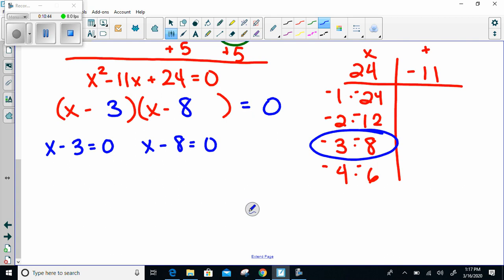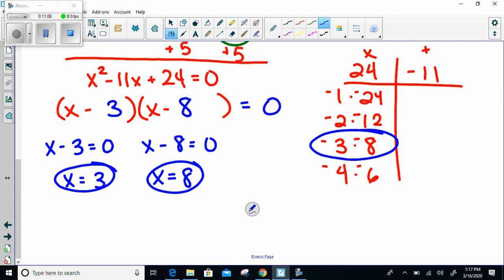Add 3 to both sides, x equals 3, x equals 8. And again, for the 1000th time on the video, you could always go take this thing, graph it in Desmos, and it will verify. You will see your quadratic equation crossing the x-axis at 3 and 8. So you can check yourself that way.